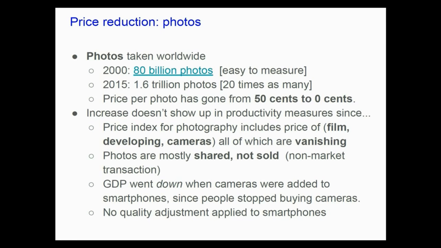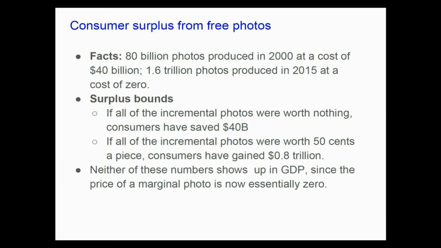So they certainly stopped buying the developing and film services. And at least in the US, there really isn't a meaningful quality adjustment in smartphones at this time. So if you think about consumer surplus, and this is my very rough back of the envelope calculation, let's take the 80 billion photos in 2000 at a cost of 50 cents a piece. That's $40 billion on photography. 1.6 trillion photos were produced in 2015. Well, if all of those incremental photos were worth nothing at all, what happened was consumers saved $40 billion on the cost of the photos they would have taken anyway.